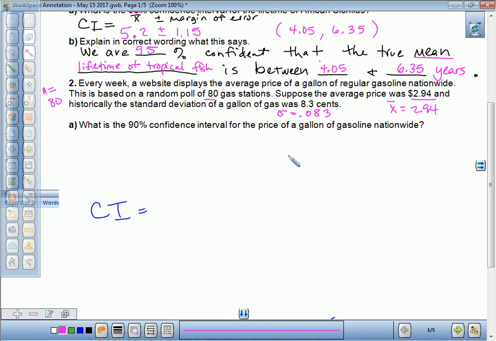Part A, what is a 90% confidence interval for the price of a gallon of gasoline nationwide? So, once again, we have 90%, 0.90. And so that would leave 0.05 and 0.05. So this upper bound is the z-score that is associated with a probability of 0.95. Everybody pull out those charts. Look for the closest thing to a probability of 0.95. That's on the inside of the chart. Read back out and find the associated z-score.